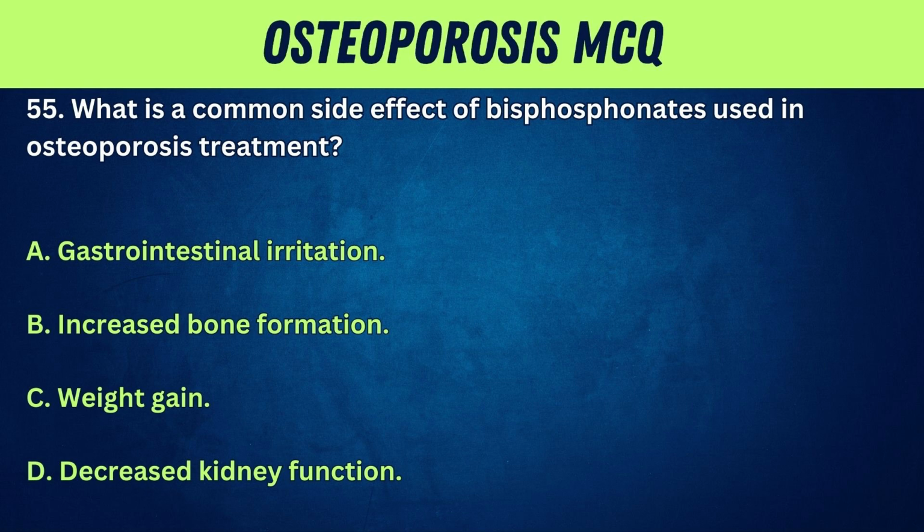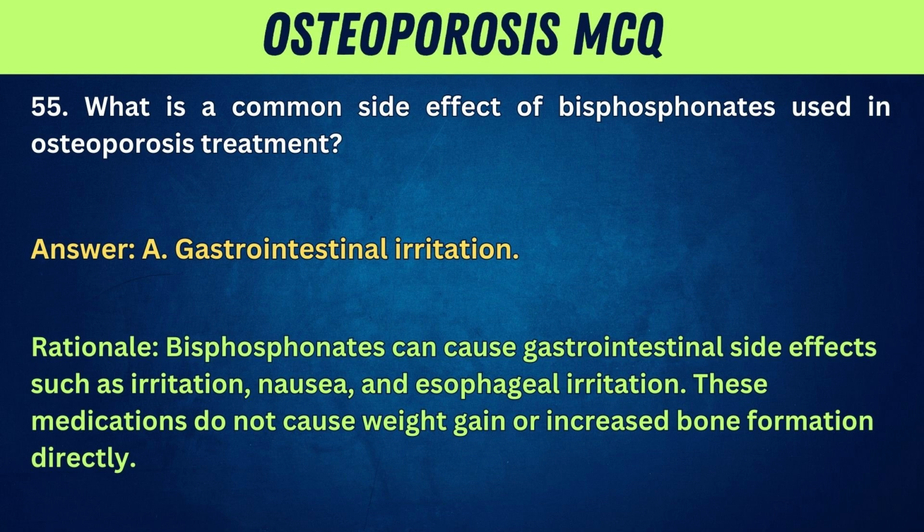55. What is a common side effect of bisphosphonates used in osteoporosis treatment? A. Gastrointestinal irritation. B. Increased bone formation. C. Weight gain. D. Decreased kidney function. Answer. A. Gastrointestinal irritation. Rationale. Bisphosphonates can cause gastrointestinal side effects such as irritation, nausea, and esophageal irritation. These medications do not cause weight gain or increased bone formation directly.